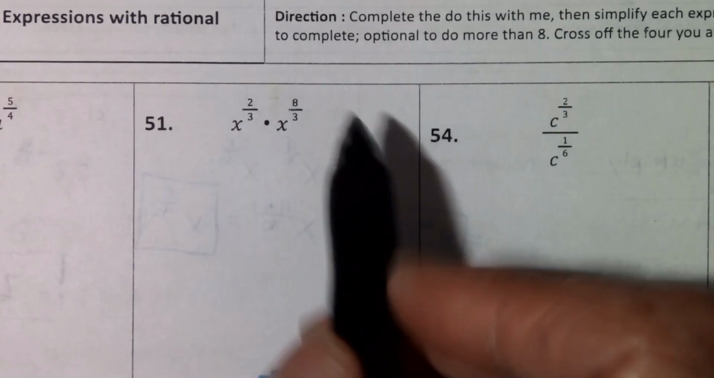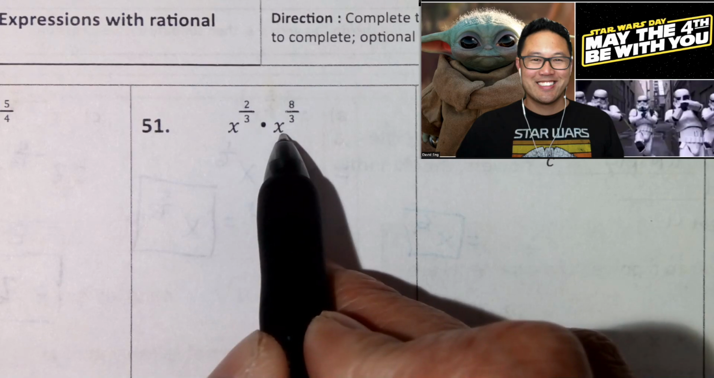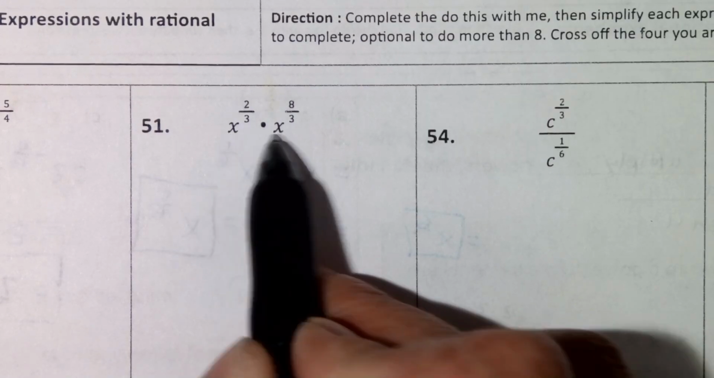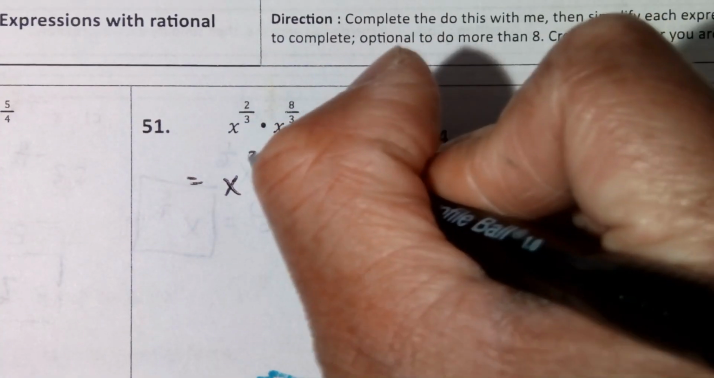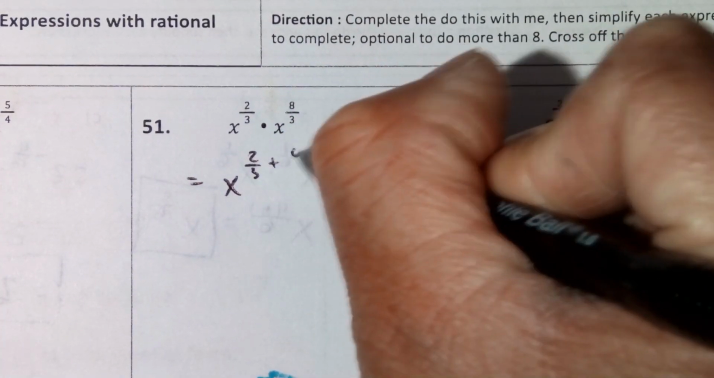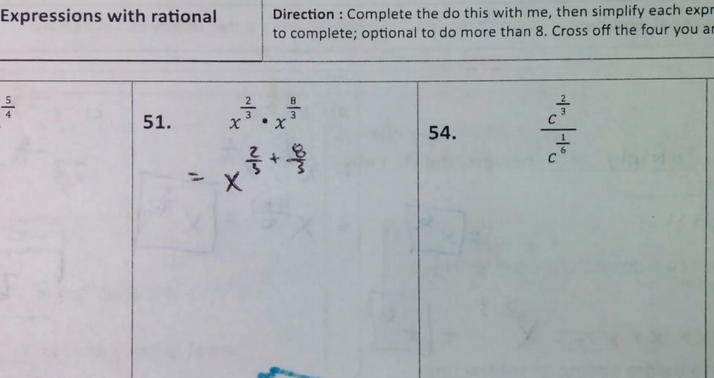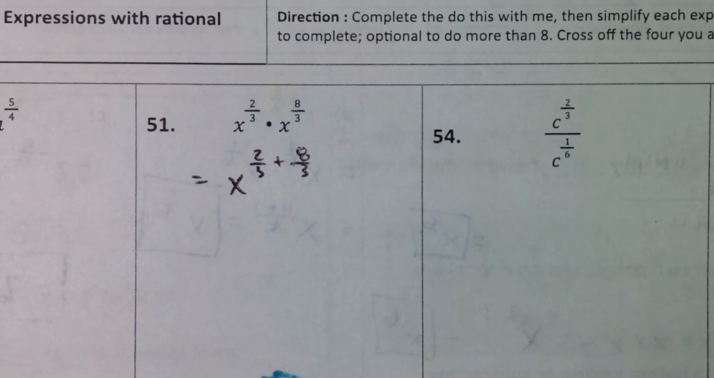Alright, question number 51 here. Same base, let's multiply those. So if I'm multiplying the same base, then what do we do with the exponents? We add them. Okay, this is nice. They are common denominators.